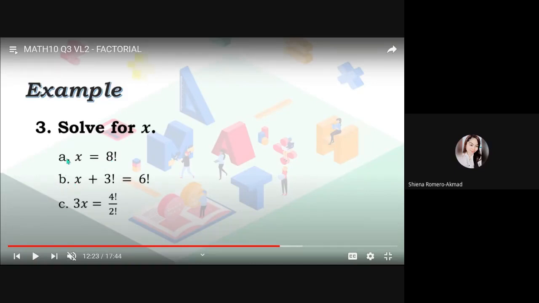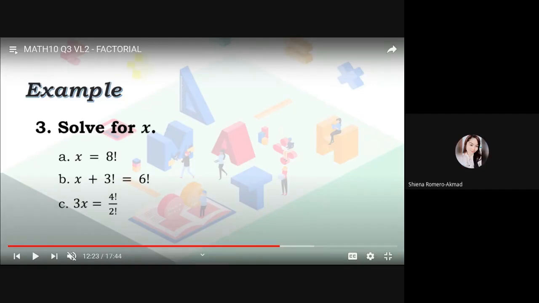Okay. How about letter B? What is the value of x? 6. 6 plus 3 factorial equals 6 factorial. X is equals to 3. Ay, equals to 6. Ano yan? 6 factorial minus 3 factorial.